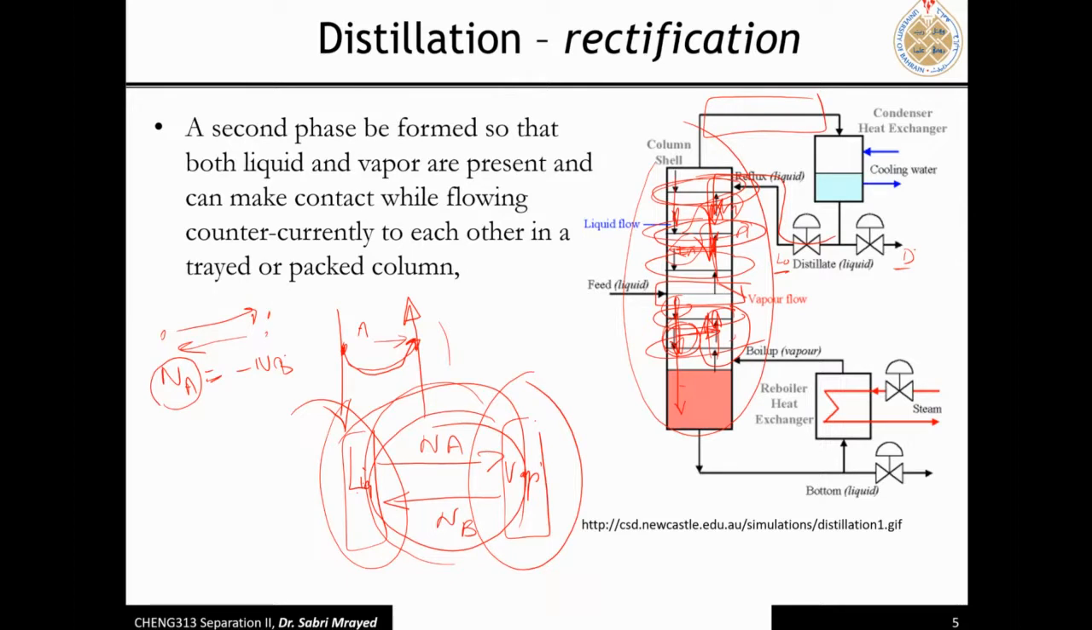Is this clear? If I ask you why we need the condenser and the boiler, we need them to provide the liquid and the vapor for the separation, and also to remove the heat required for the cooling and add the heat needed for the heating in the distillation. Any questions? So far, so good.